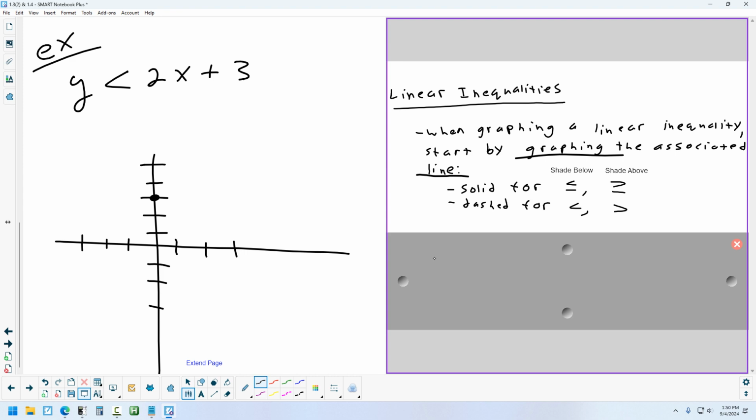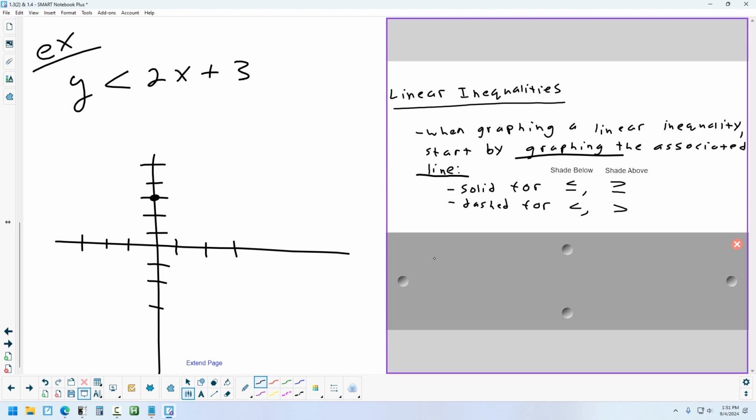If your problem has an equal to under the inequality, less than or equal to, greater than or equal to, you need to make your line solid. If it doesn't have the equal to, we make the line dotted. So what's this one going to be? Solid or dotted? Dotted. Yep, it's going to be dotted.